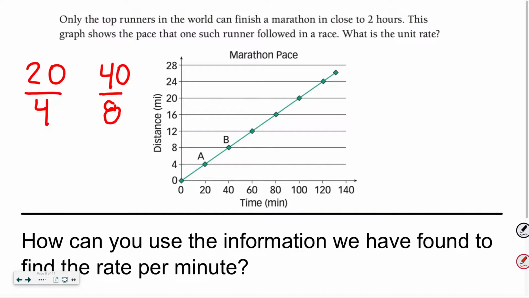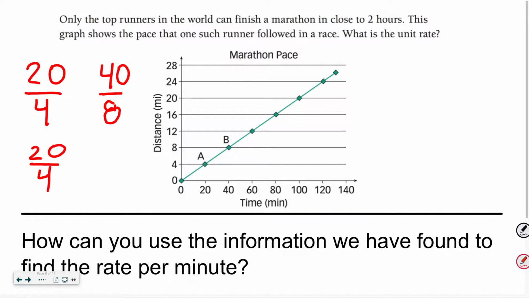Well, if we know that the time it took to run 4 miles is 20 minutes, and we're trying to find the unit rate, we should divide by the big one, which is 20. Divide by the big one, which is 20. Is there only one way? Is there only one unit rate in this scenario? No, there's 2. Why? What can I find?